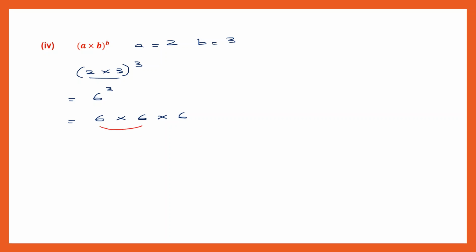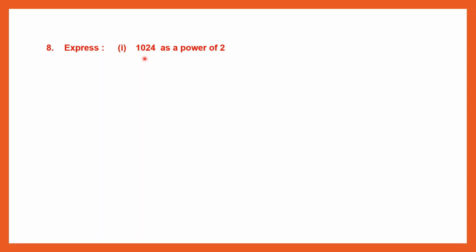6 6s are 36. So let's multiply 36 into 6. Let's do it here. 36 into 6. 6 6s are 36, carry 3. 6 3s are 18, 19, 20, 21. So here we've got 216. 36 into 6 is 216. So our answer to this question is 216. Question 8. Express 1024 as a power of 2.